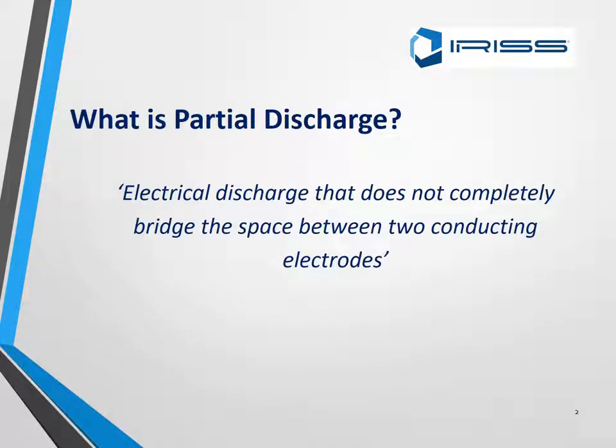So what is PD? Well, PD is an electrical discharge that does not completely bridge the space between the two conducting electrodes. So the discharge may be in a gas-filled void, or in a solid insulating material, in a gas bubble in a liquid insulator, or around an electrode in a gas, known as surface tracking or corona.